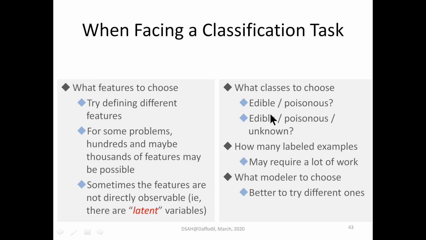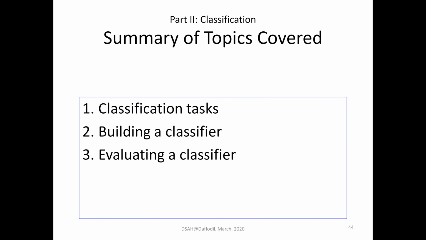So what classes to choose? Is it edible, poisonous, edible, not poisonous, or unknown? How many labeled examples? What model to choose? We may have to try different models and measure their performance and come to a decision finally to reach a point.